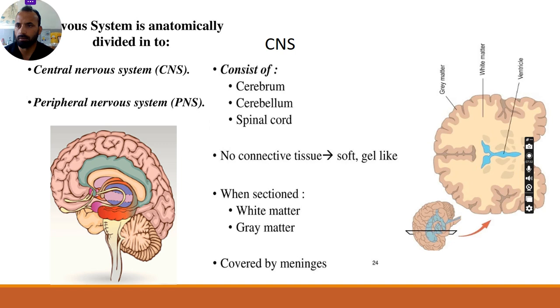All these structures of the nervous system are covered by the meninges. Those are the toughest coverings of the brain, besides the skull, the bones that cover the brain. So after these bones, there are other coverings. You call them the meninges.